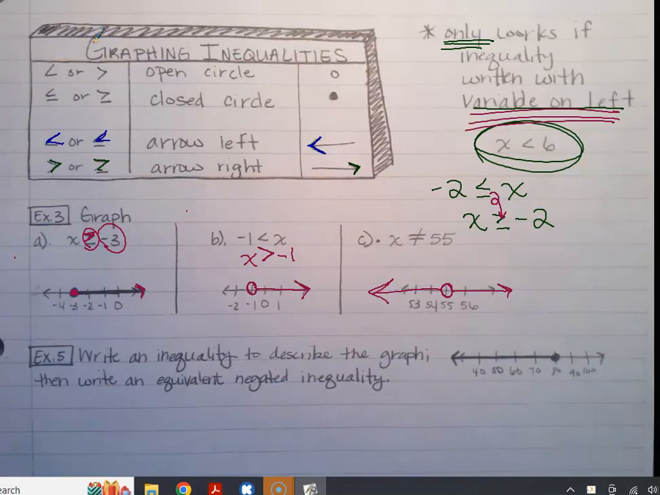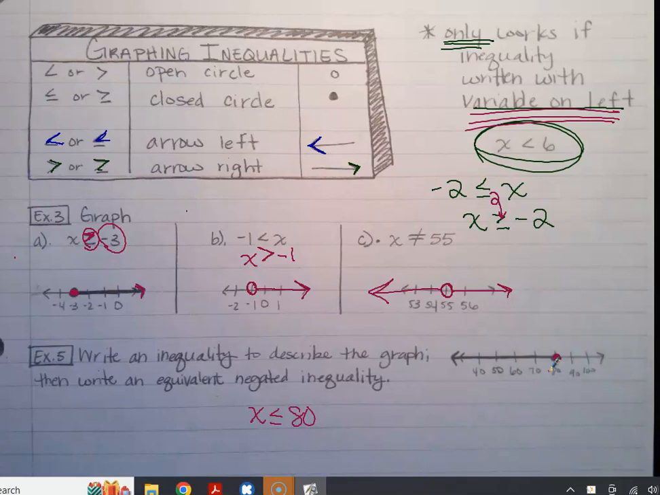Okay. All right. So then example 5, write an inequality to describe the graph. Then write an equivalent negated inequality. So what inequality would represent this graph? Less than or equal to 80. Less than, okay, right? Because it's or equal to because it's closed in. Good. So we need x is less than or equal to 80 because that's the number of focus.